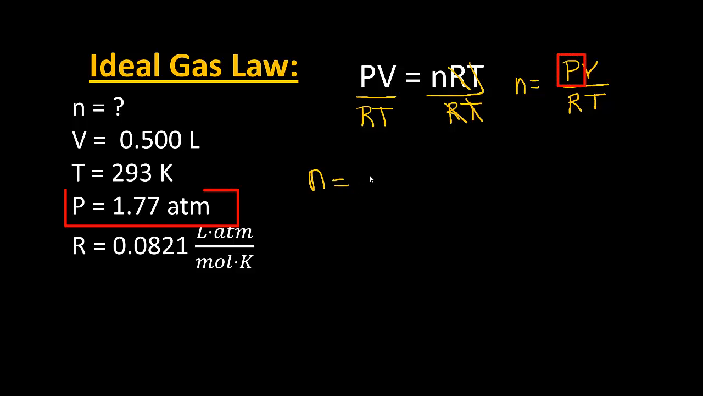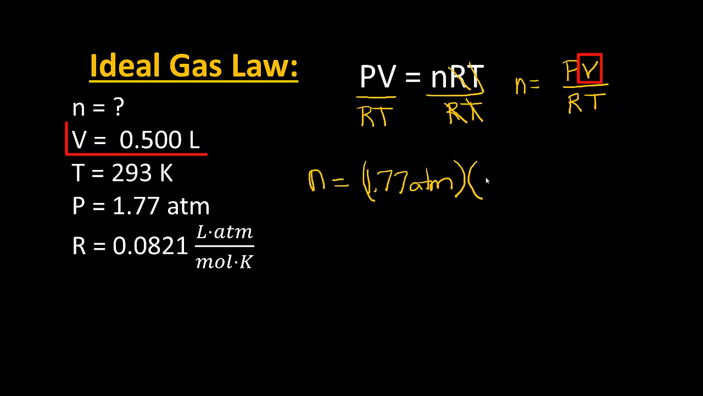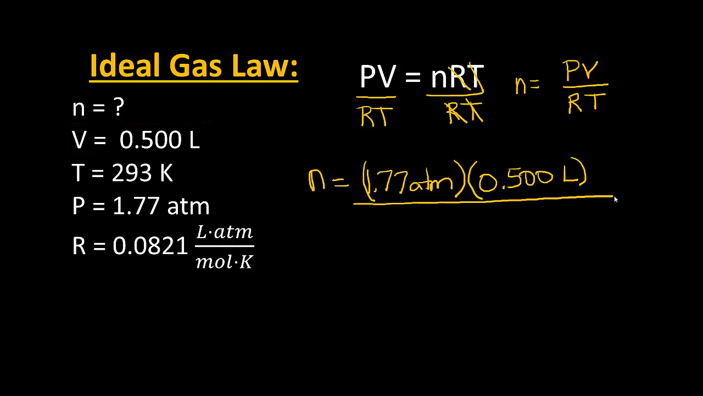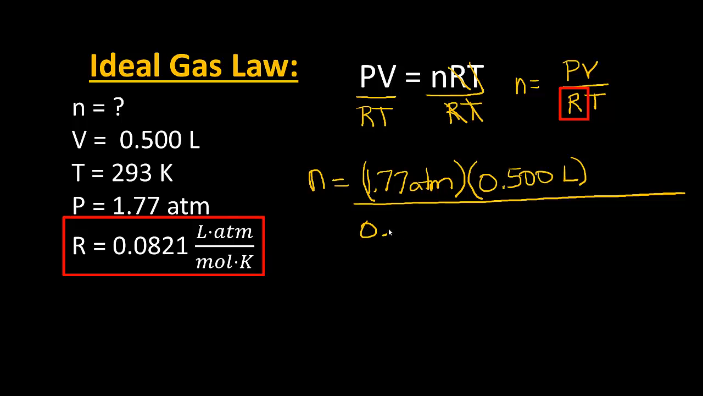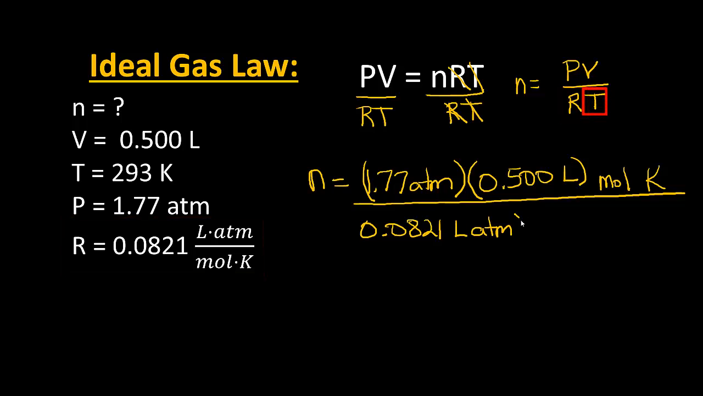n is equal to pressure, which is 1.77 atmospheres, times volume, which is 0.500 liters, divided by the ideal gas constant, which is 0.0821 liters atmospheres per mole Kelvin. Now, since it's per, this is our per line right here, our divided by. Remember, the number has to go next to the units that are on top. So the units on bottom are going to go on the opposite side of the line, which is why I put them up here. Now, times temperature, and my temperature is 293 Kelvin.